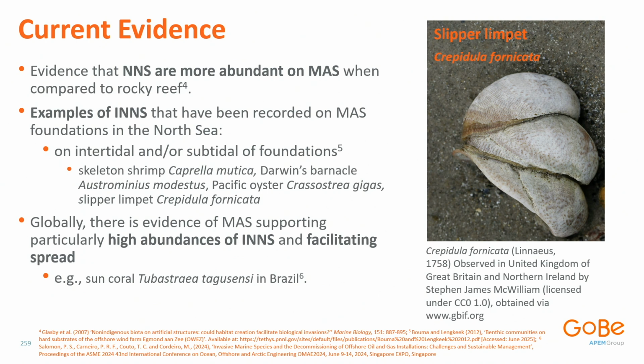Globally as well, this is a problem. There is evidence of marine artificial structures supporting very high abundances of invasive species, and one relatively high-profile case is of the sun coral in Brazil, and this is more related to oil and gas structures. You can see over time the movement of the sun coral from where it's on the coast to the marine artificial structures offshore and then back and then up, and you can see the time series of how its spread is essentially facilitated by the structures.